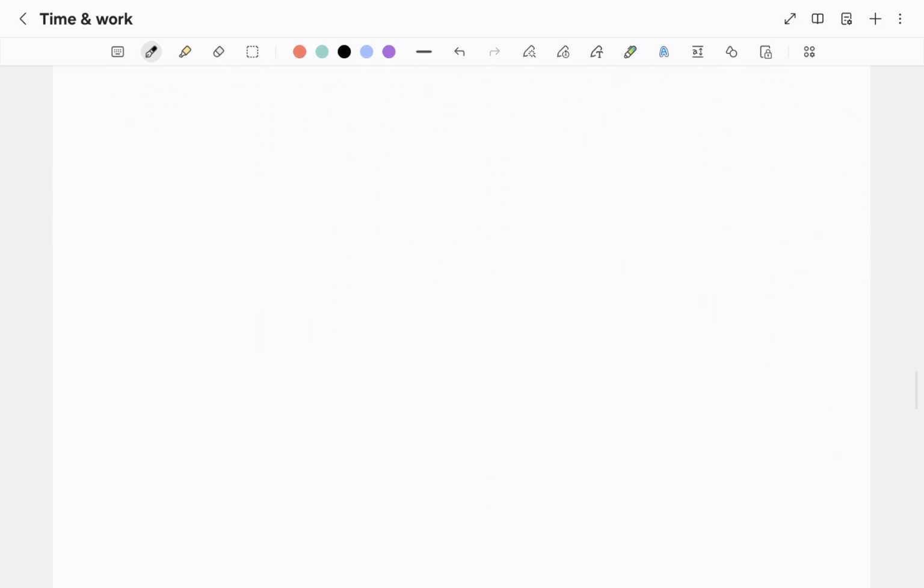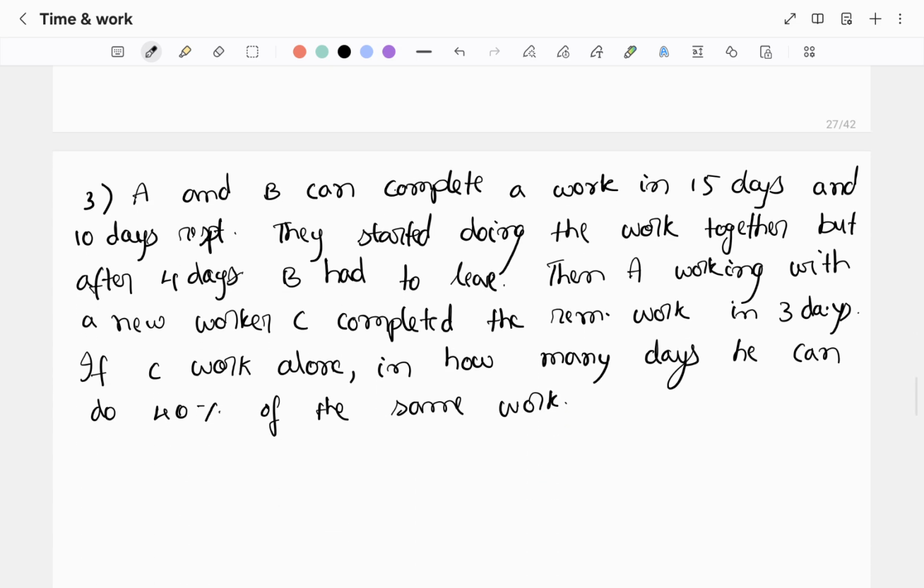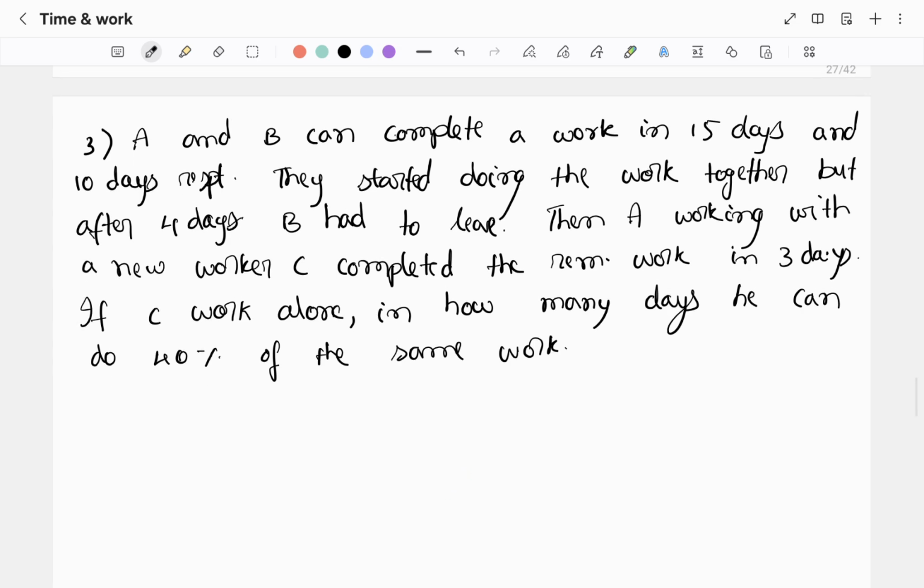Next question. A and B can complete a work in 15 days and 10 days respectively. They started doing the work, but after 4 days B had to leave. Then A working with a new worker C completed the remaining work in 3 days. If C works alone, in how many days can he do 40% of the same work? Okay. So A 15 and B 10. So now what we need to find?